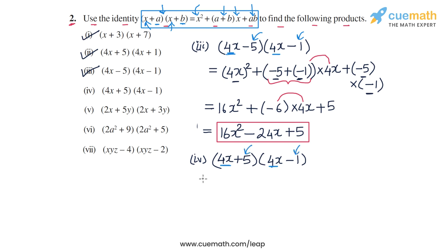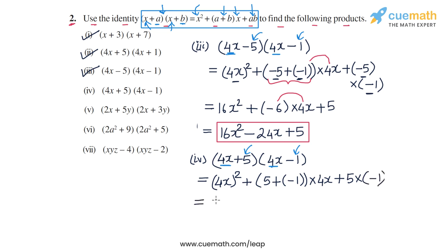So let's apply the identity now. So we will get the square of the common term, so 4x square, and then we add the non-common terms, so we add 5 and minus 1 and multiply this with the common term, so 4x, and then finally we multiply the non-common terms, so 5 into minus 1.